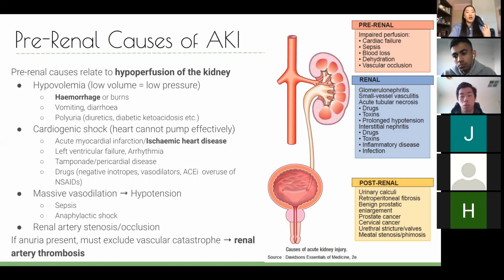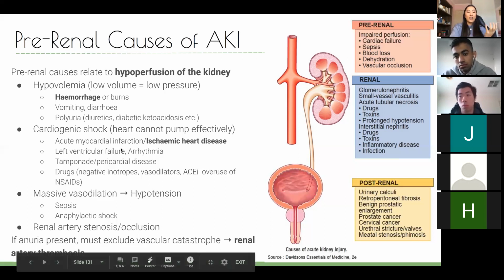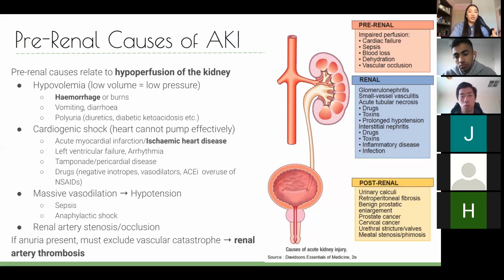And then you can also have cardiogenic shock. So hypoperfusion can be caused by hypovolemia, not having enough in the blood, or hypotension, right? If you don't have enough pressure coming through. So that can be caused by heart failure, essentially. So you think about what can cause heart failure. You can have AMI or ischemic heart disease, which is causing your heart muscle to die and therefore not pump so effectively. You can have generalized left ventricular failure as like a long-standing problem.